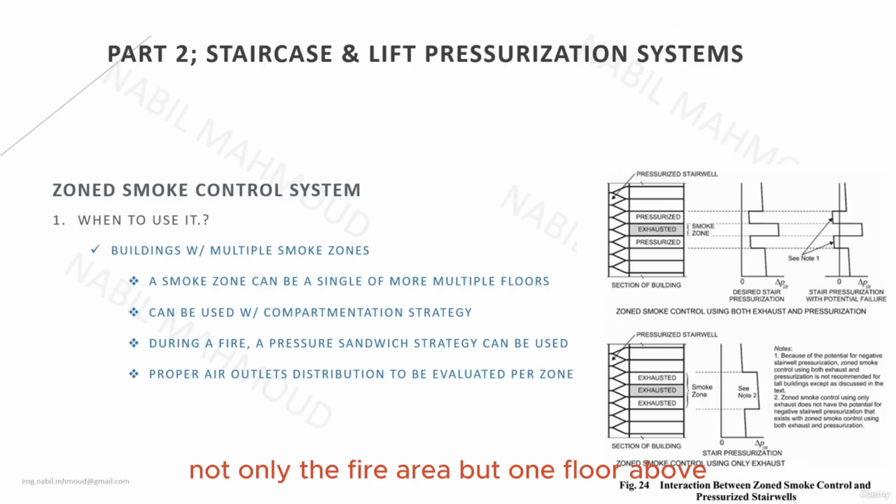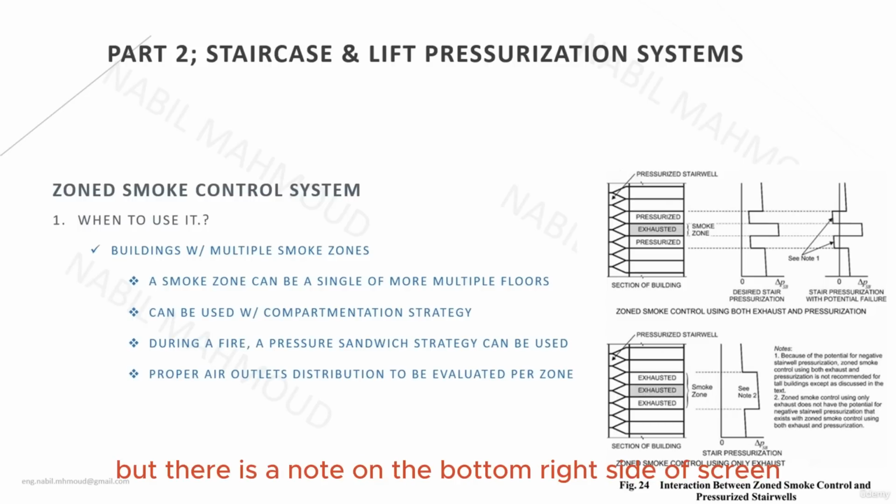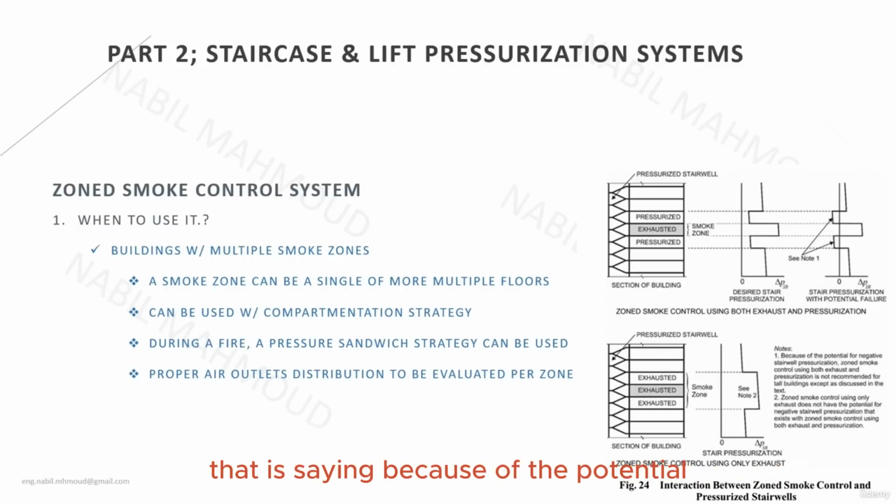Not only the fire area, but one floor above, one floor below. But there is a note on the bottom right side of the screen saying that, because of the potential for negative stairwell pressurization, zone smoke control using both exhaust and pressurization is not recommended for tall buildings, except as shown here. And the second note is that zone smoke control using only exhaust does not have the potential for negative stairwell pressurization that exists with zone smoke control using both exhaust and pressurization.